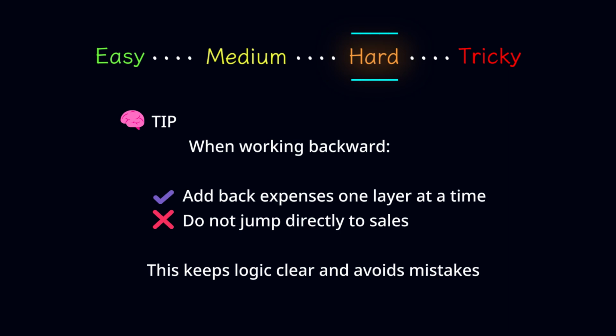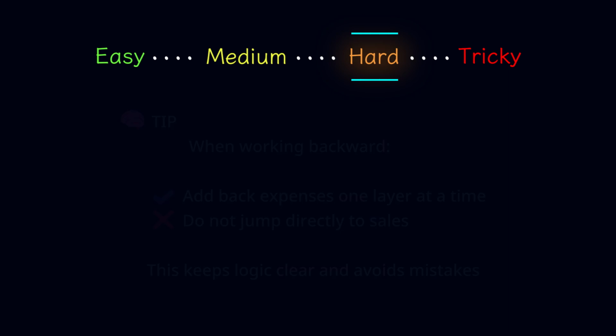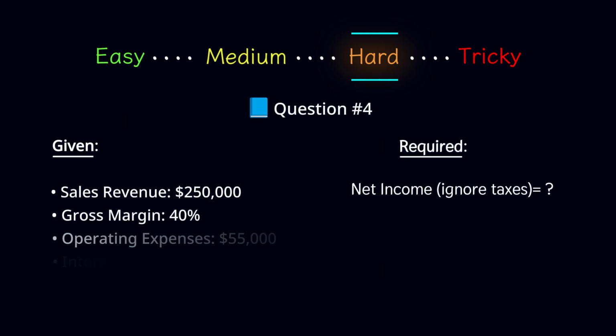Now the hardest style, mixed logic. Question 4. A company reports sales revenue of $250,000, gross margin of 40%, operating expenses total $55,000, interest expense is $5,000. The question asks for net income, ignoring taxes.